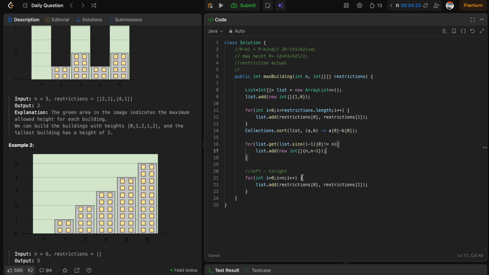Now we are going with the pass. So we have the list, so we will check, we will go with the list dot size.